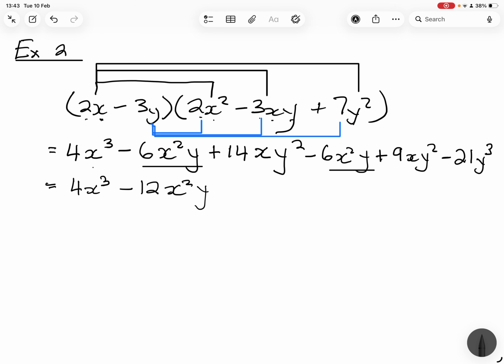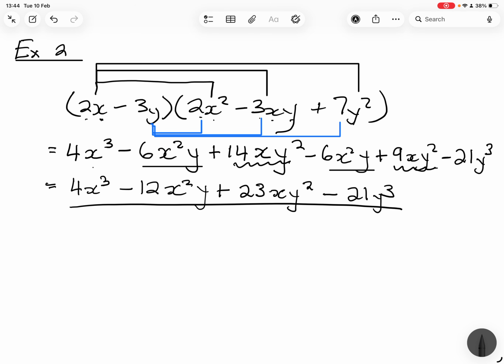Now we've got another similar set of terms. So that's 14xy squared plus 9xy squared. So that's 14 plus 9. Again, our signs are the same, so we're going to keep the sign. So 14 plus 9 would give us 23xy squared. And finally, we've got minus 21y cubed. And ladies and gents, this is how the cookie crumbles, and that's how you multiply a binomial with a trinomial.